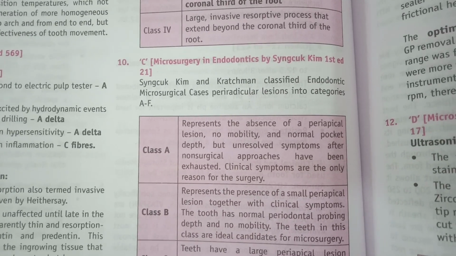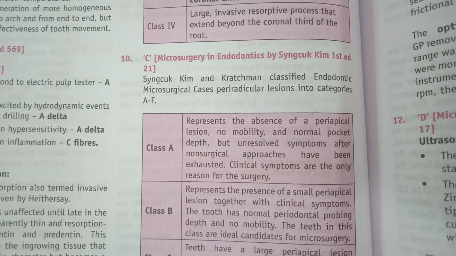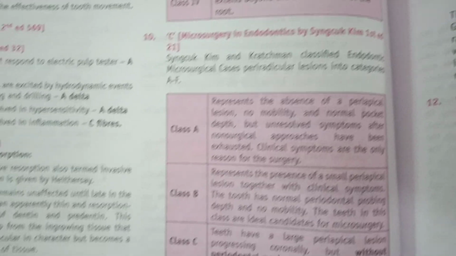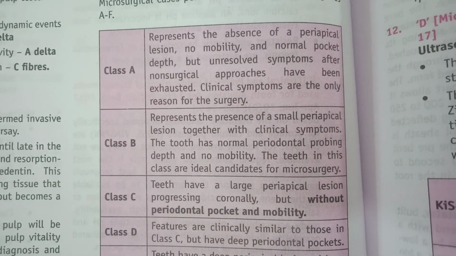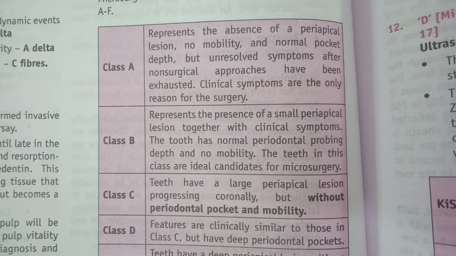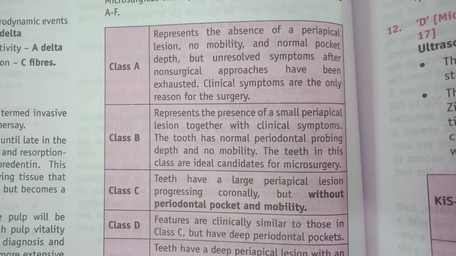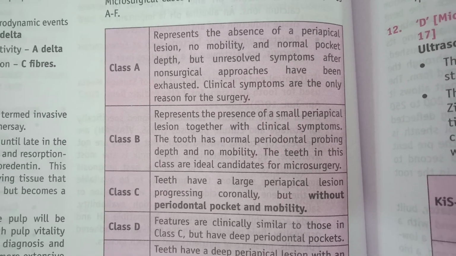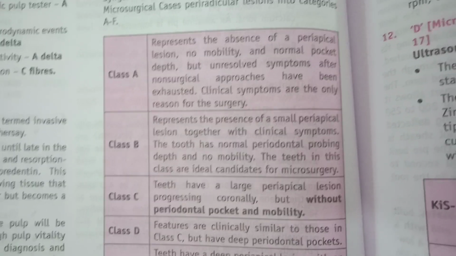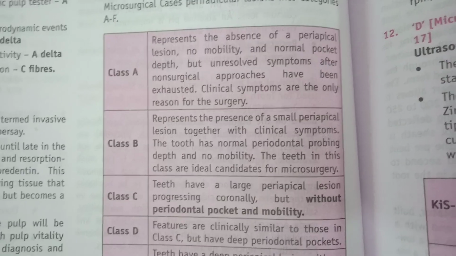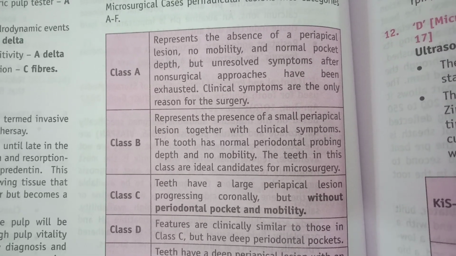Then intentionally we are going to the surgery, periapical surgery. So this is class A. Now class B represents the presence of a small periapical lesion together with clinical symptoms. The tooth has normal periodontal probing depth and no mobility. The teeth in this class are ideal candidates for microsurgery. So class B, there is a small periapical lesion as well as clinical symptoms also.